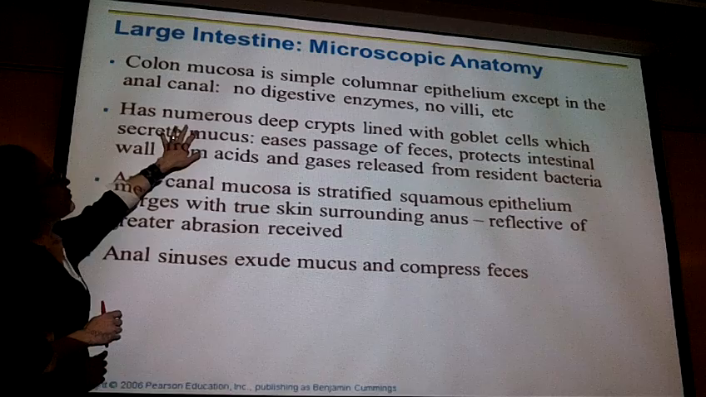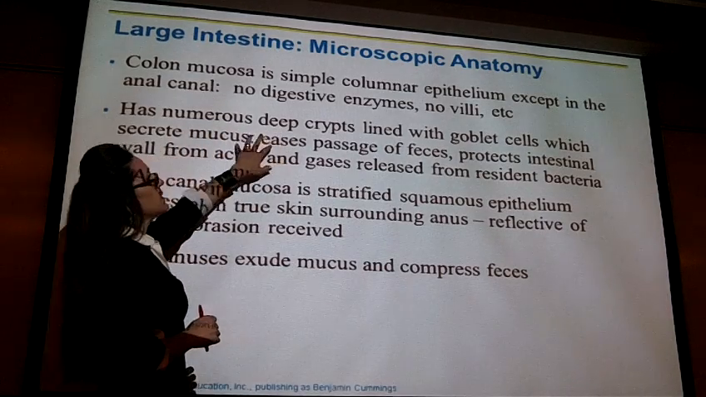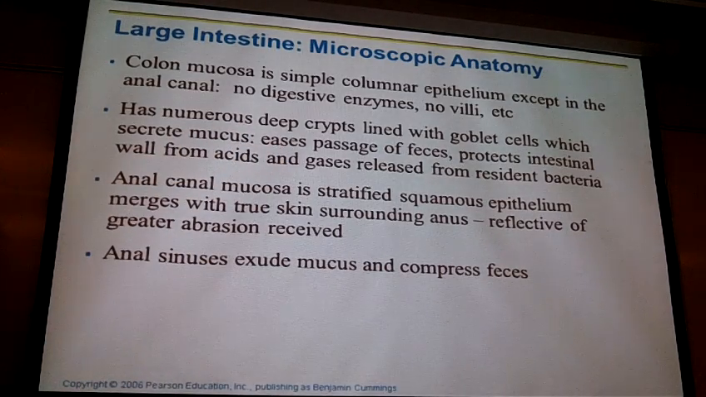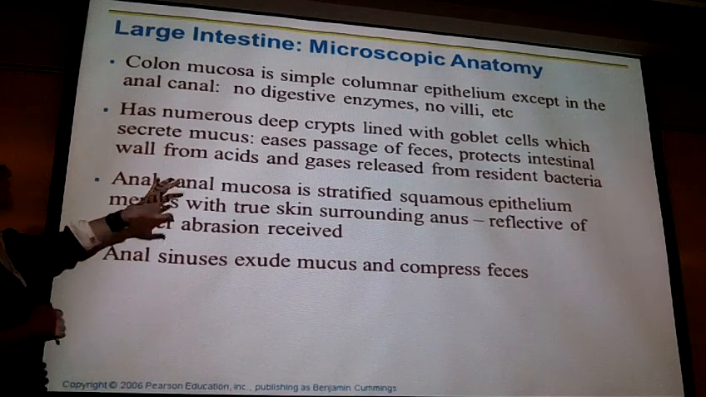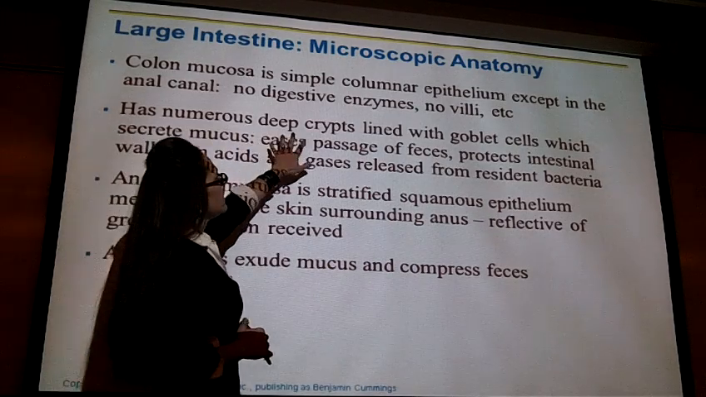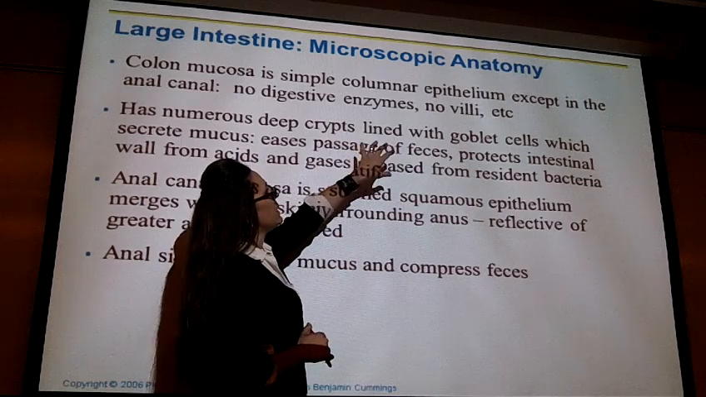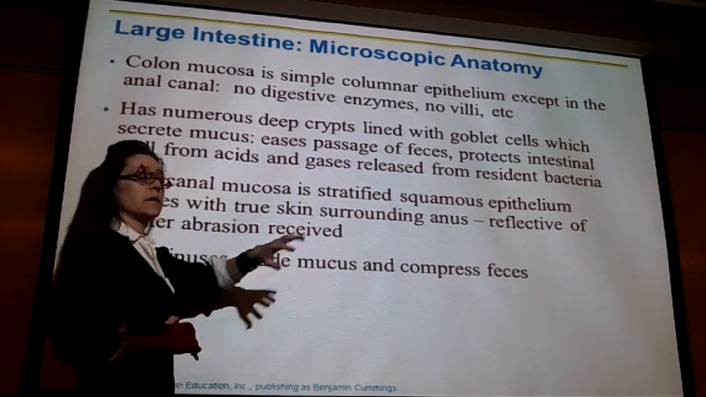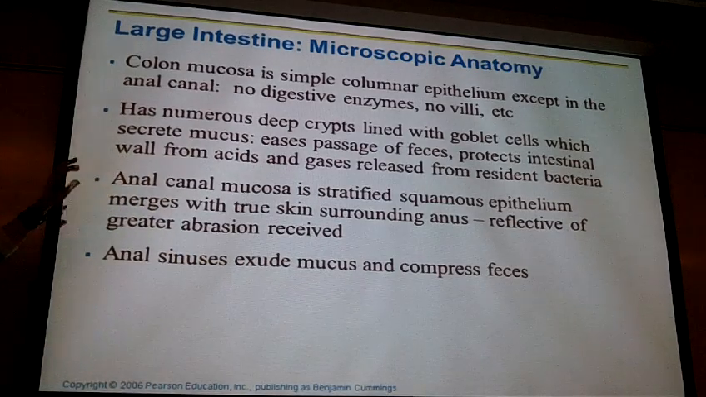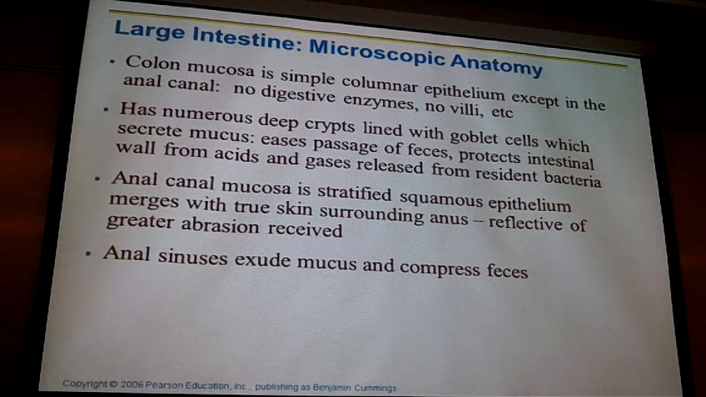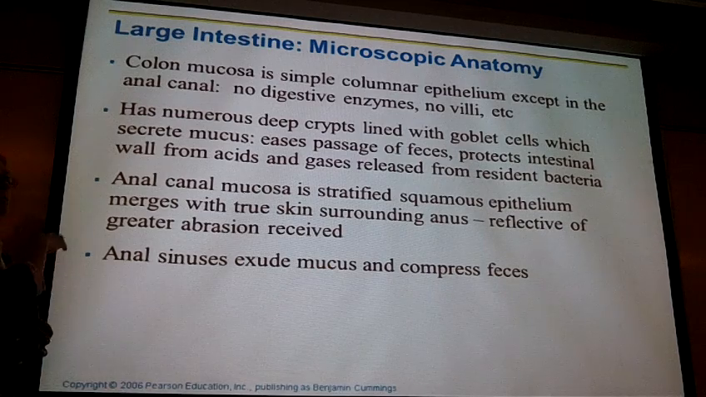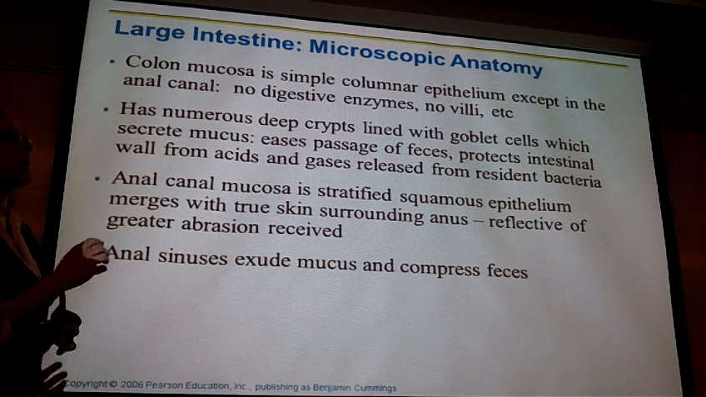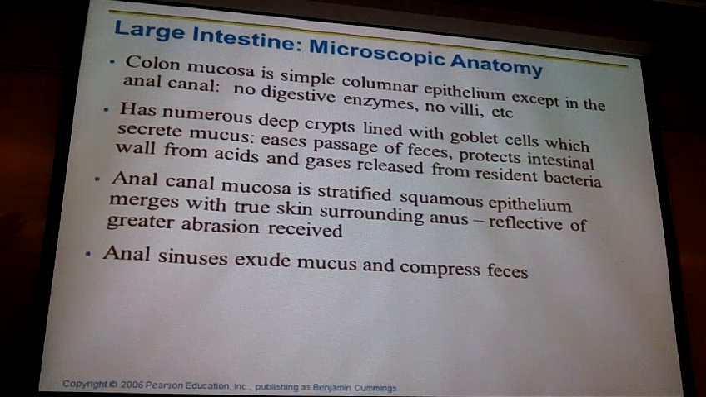What we will have are what are called crypts. And we also had crypts in the small intestine as well. And associated with these crypts and embedded in the epithelia, we'll have goblet cells. And these structures are going to secrete mucus. And we saw goblet cells throughout the whole GI tract. But here in the colon, we're going to see a lot of these goblet cells.